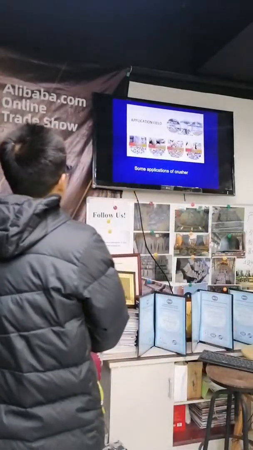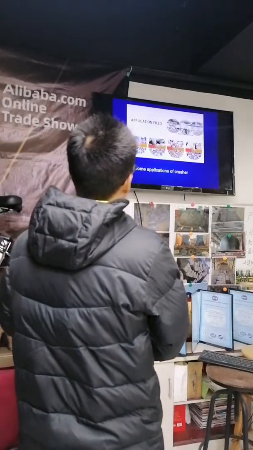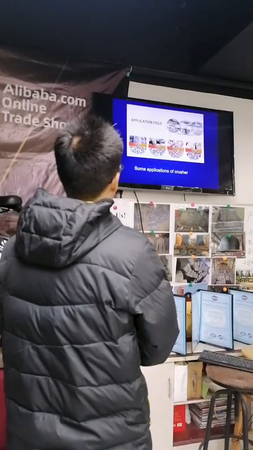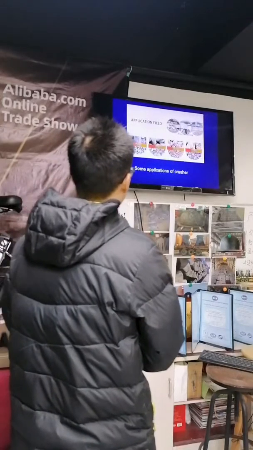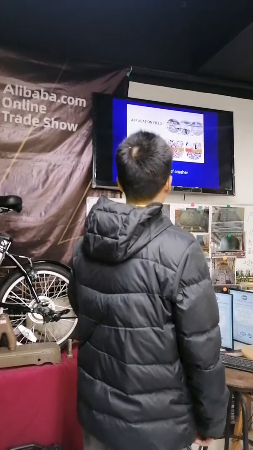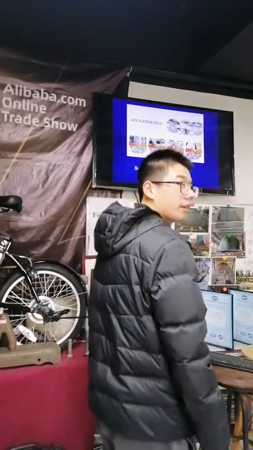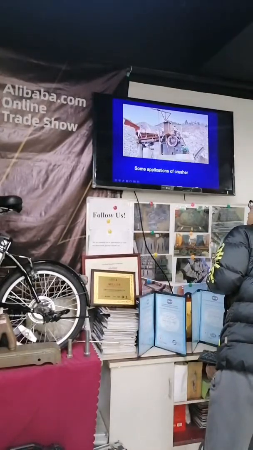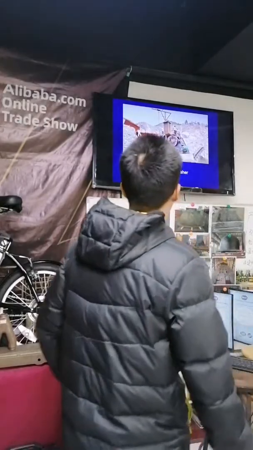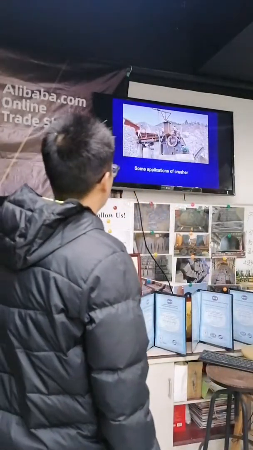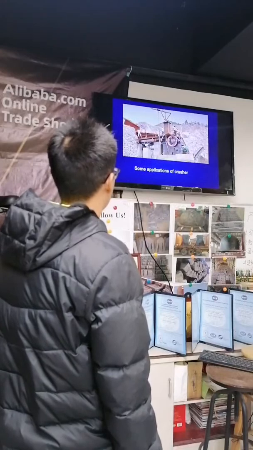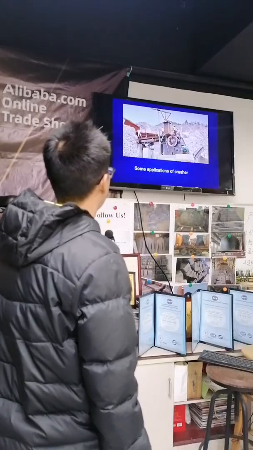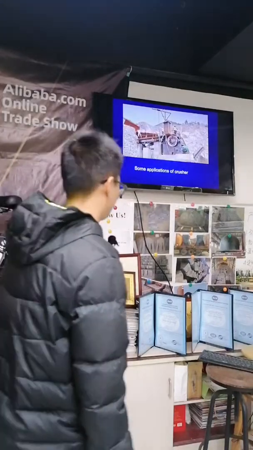Here comes the application field. It can crush granite, bluestone, cobblestone, iron ore. These are some applications of crushing. In the picture, the crusher is working on the process. You can take it as a reference.